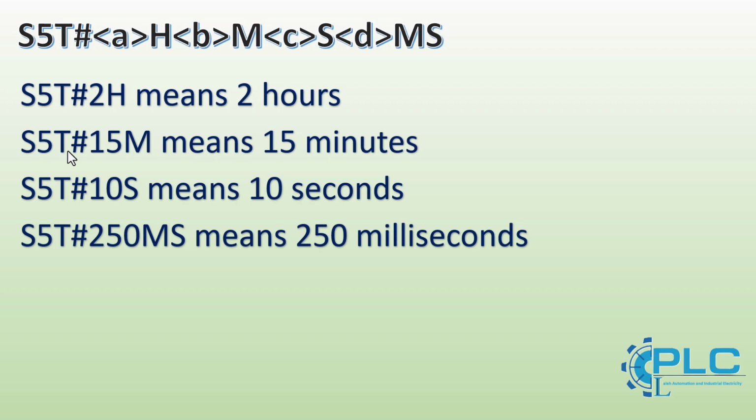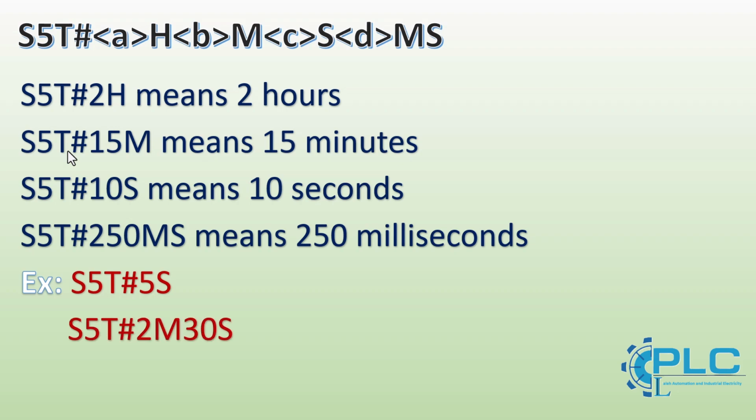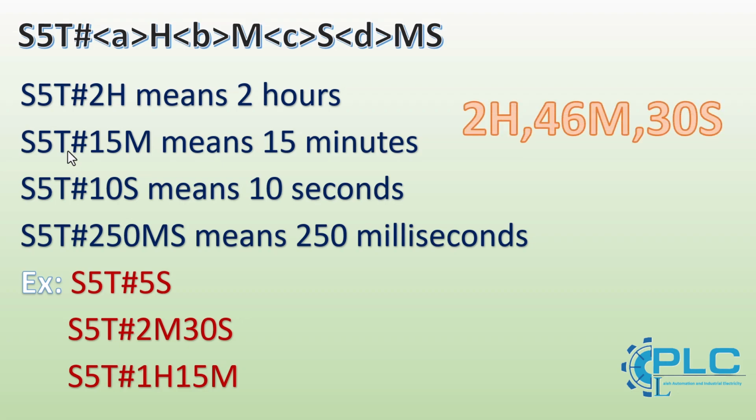Examples. S5T5S means 5 seconds. S5T2M30S means 2 minutes and 30 seconds. S5T1H15M means 1 hour and 15 minutes. The maximum time supported in S5T format is 2 hours, 46 minutes, and 30 seconds.